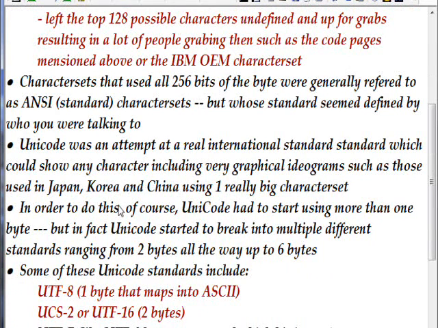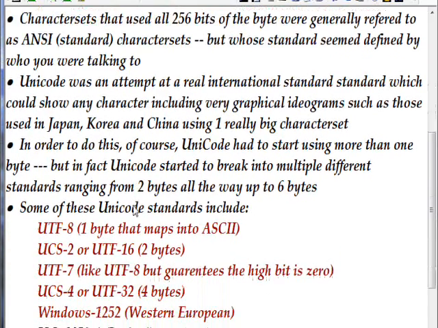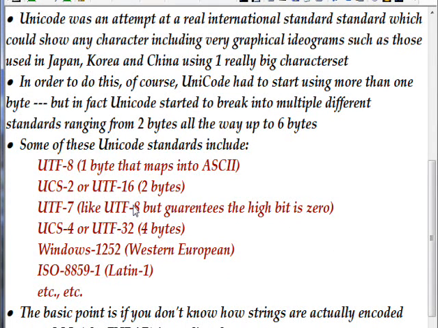Unicode was an attempt to create a real international standard which would show any character, including very graphical ideograms such as those used in Japan, Korea, and China, by using one really big character set. And in order to do that, of course, they had to use more than one byte. And this resulted in Unicode breaking up into a lot of different standards, ranging from 2 bytes all the way up to 6 bytes.